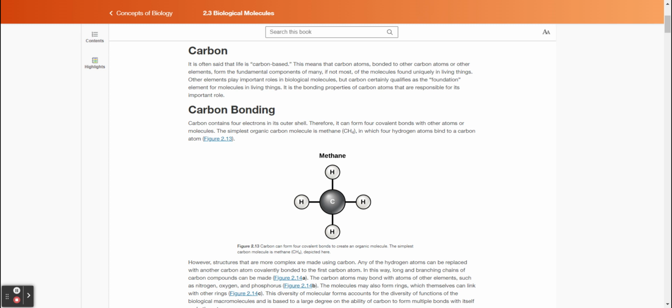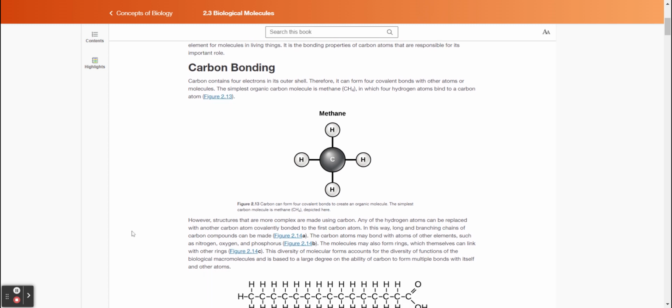Carbon bonding. Carbon contains 4 electrons in its outer shell. Therefore, it can form 4 covalent bonds with other atoms or molecules. The simplest organic molecule is methane. The simplest organic carbon molecule is methane, CH4, in which 4 hydrogen atoms bind to a carbon atom. Figure 2.13. Carbon can form 4 covalent bonds to create an organic molecule. The simplest carbon molecule is methane, CH4, depicted here.